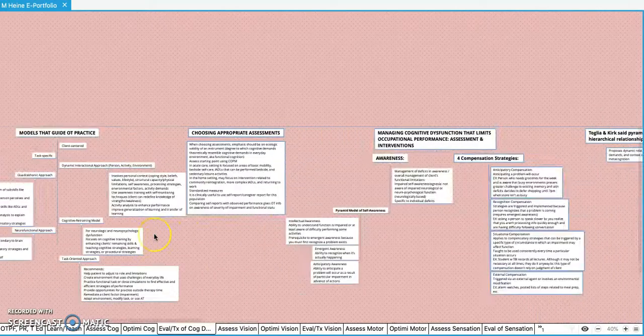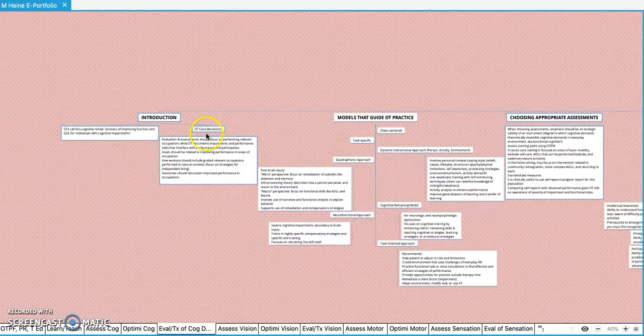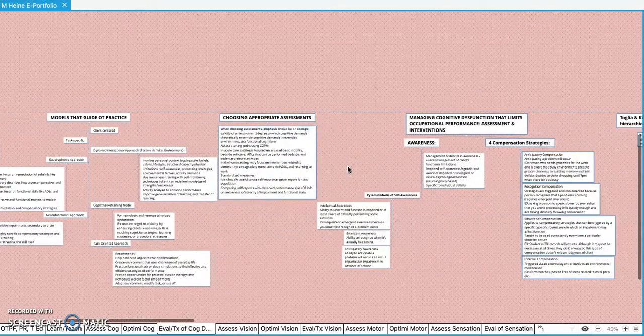And then how do we evaluate and treat a cognitive dysfunction? So zoom in and start over here. So we have things that the OT needs to consider. And again, as talked about, the models that will guide all of my assessment, treatment, evaluation, intervention.